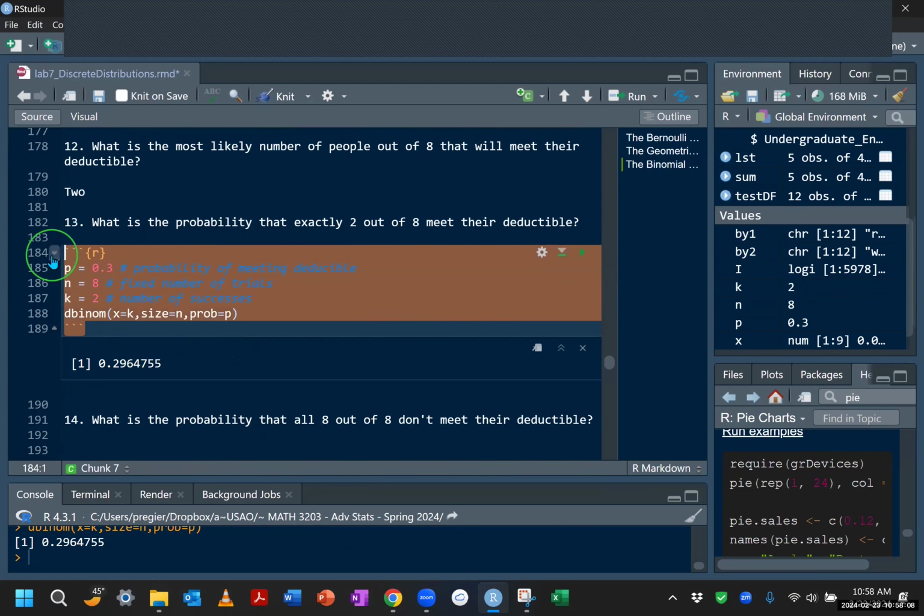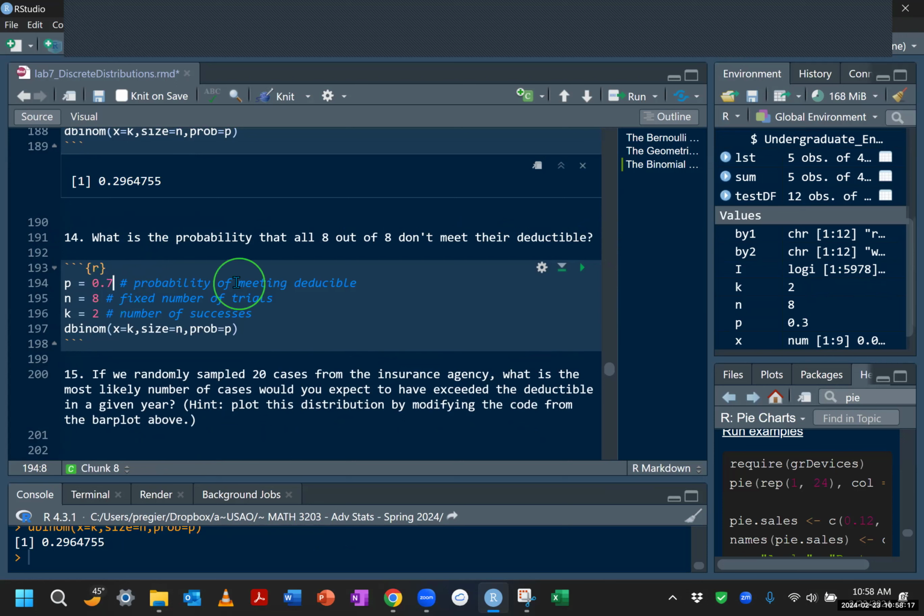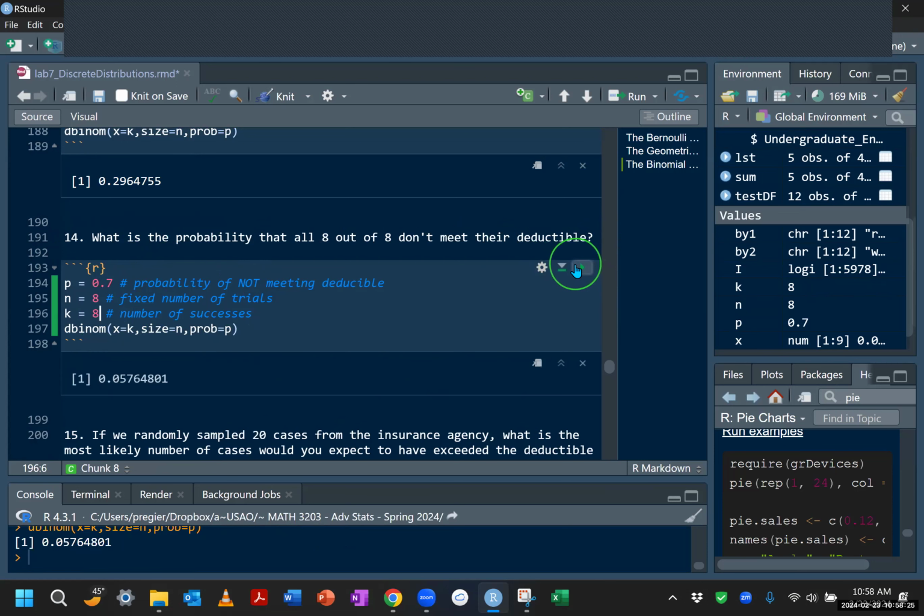Well, what about this next one here? It's the probability that all 8 out of 8 don't meet the deductible. I'm going to set this up as don't being 0.7, probability of not meeting your deductible. And that way I can just say 8 out of 8. So about 5%.